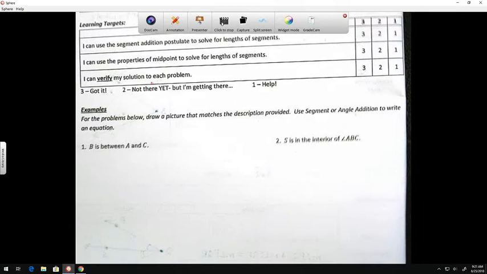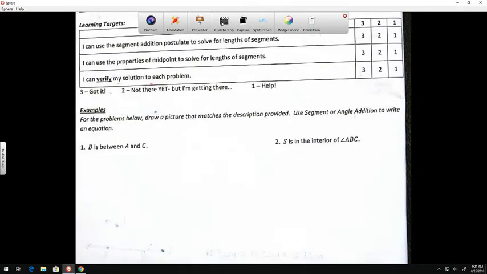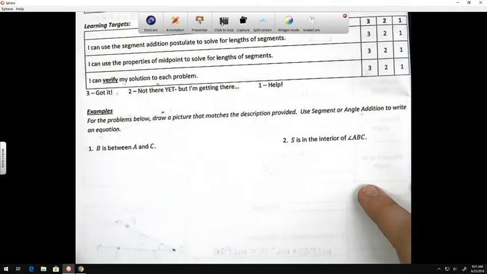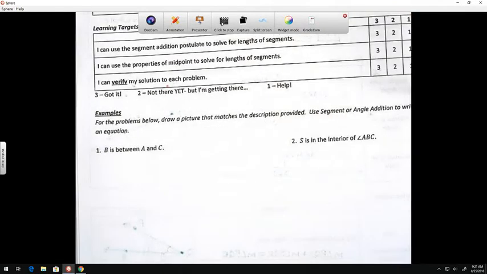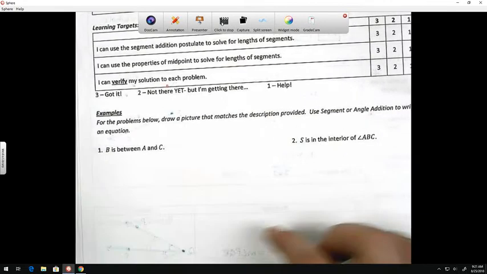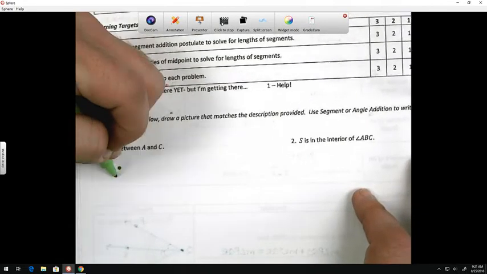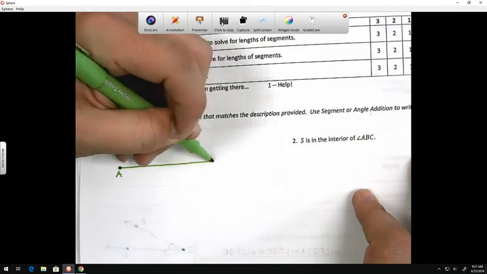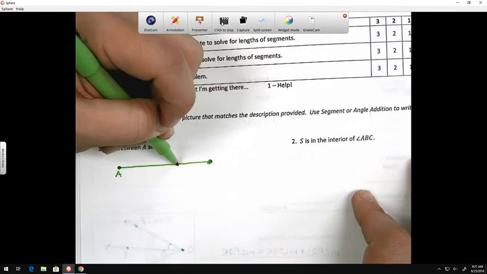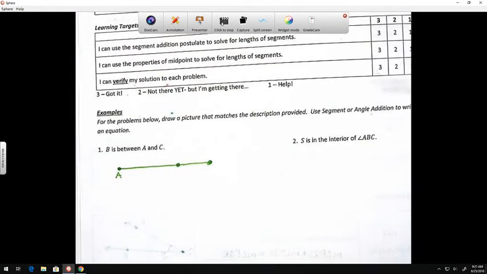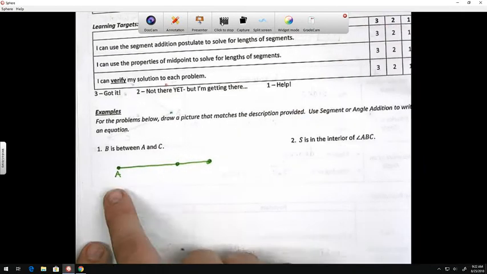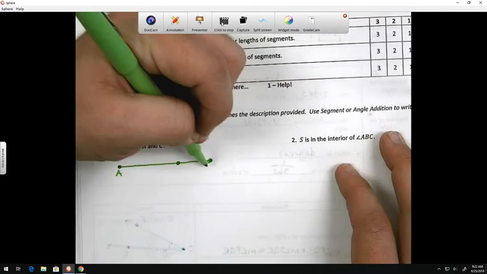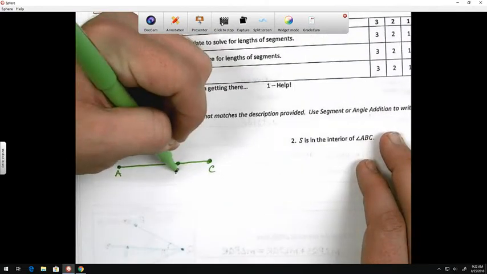All right. So now we're going to work on drawing some pictures and writing equations. This is something that is very important, and we're going to spend time just doing this. So if I know B is between A and C, well then I know that I'm drawing a segment, and I know I have 3 points, and I know that A and C must be the endpoints, because B must be between. So something like that.